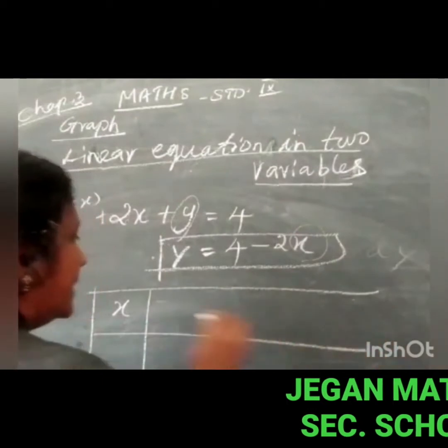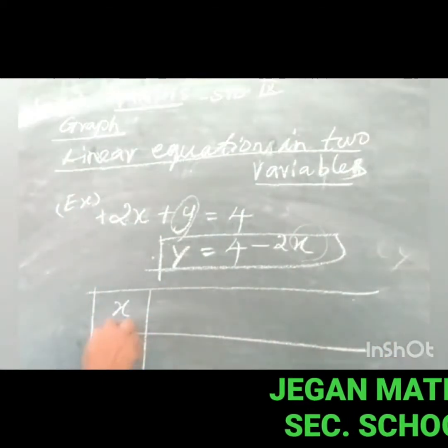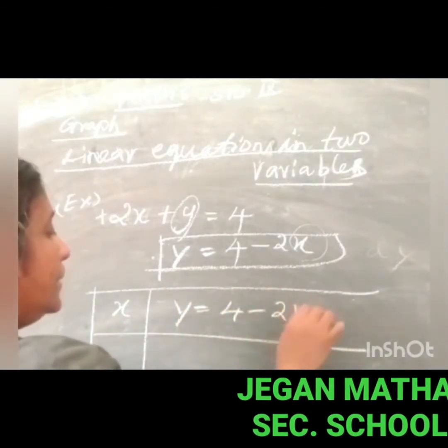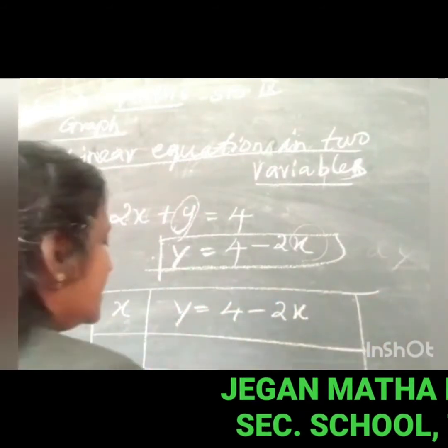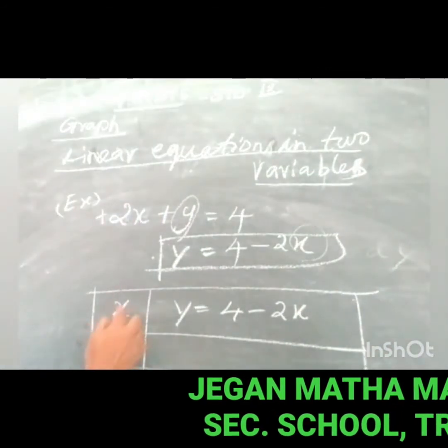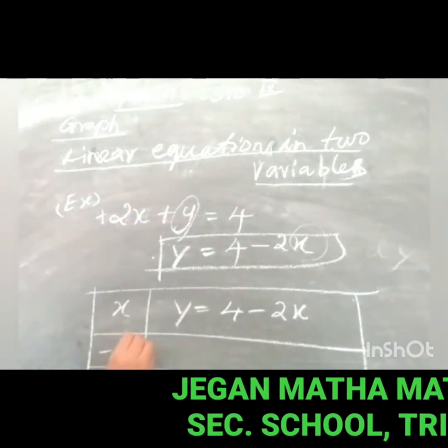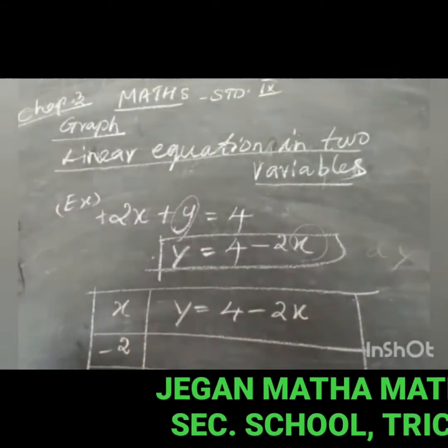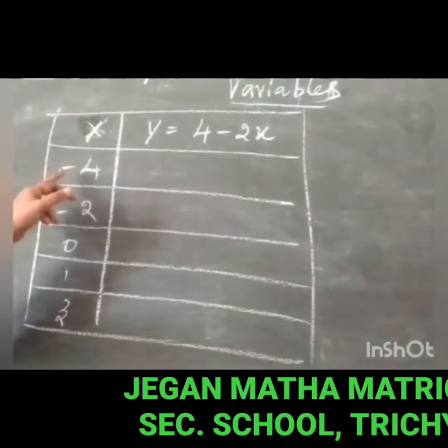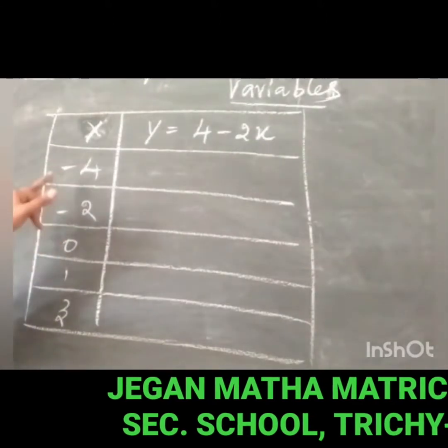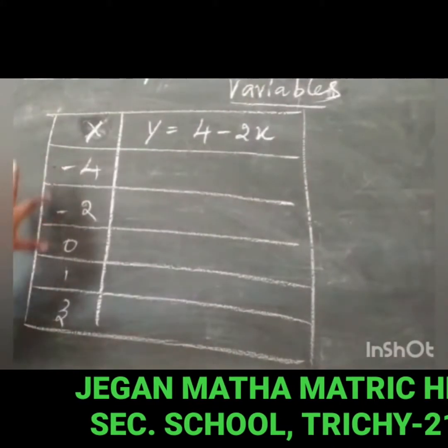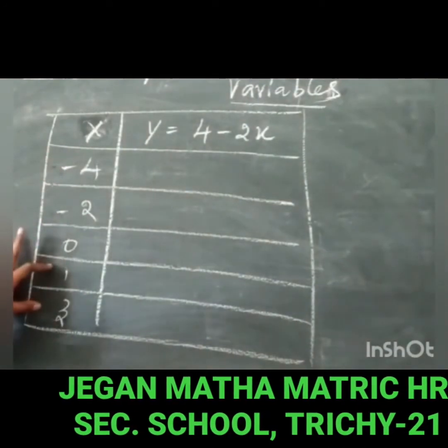Here write the x value, whatever value you want to give, and y equal to 4 minus 2x. So you can form it like this, and then find the value of y. First give any two negative values, like minus 2 and minus 1. I am taking my x values as minus 4, minus 2, 0, 1 and 3. Any two negative values, 0 is compulsory, then you need two positive values.